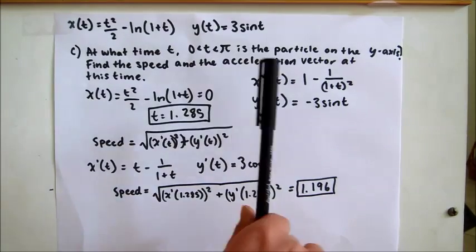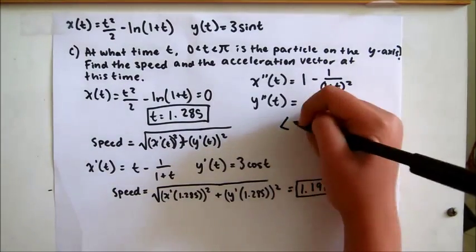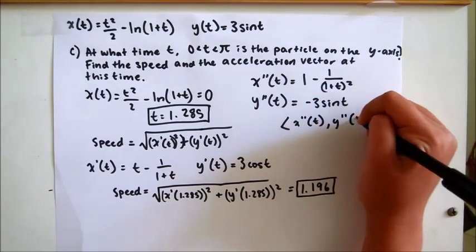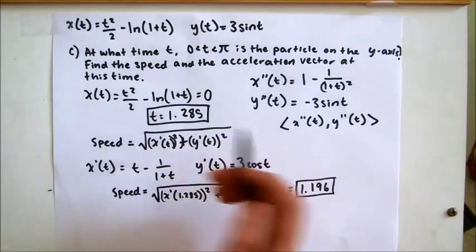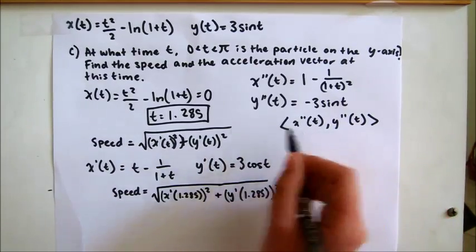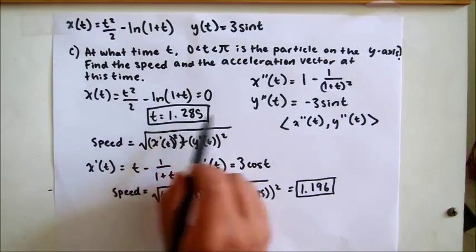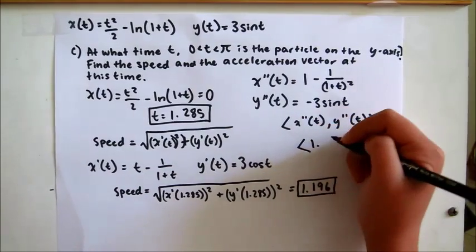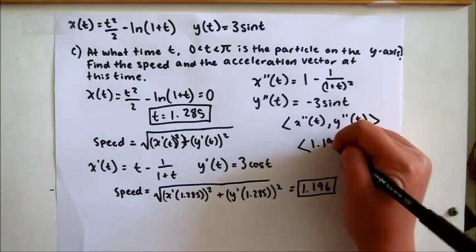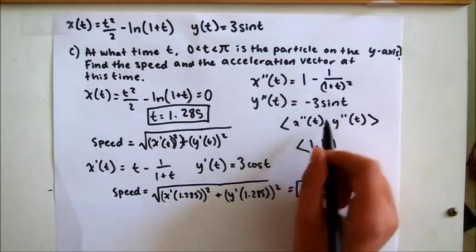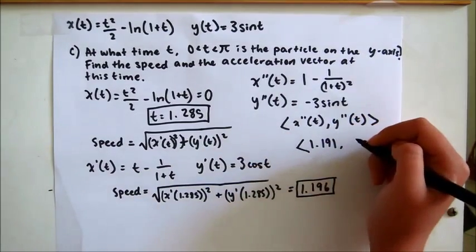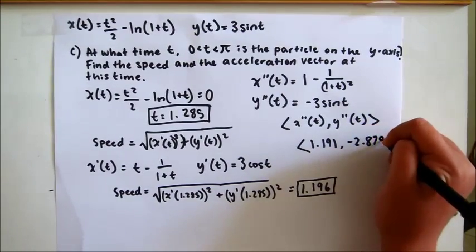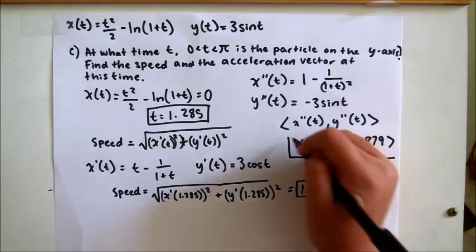Now we know that the acceleration vector is x double prime of t and y double prime of t. So we can plug in this t value and solve for the acceleration vector. If you plug 1.285 into x double prime, you get 1.191. And when you plug 1.285 into y double prime, you get negative 2.879. So there you have it, that's your acceleration vector.